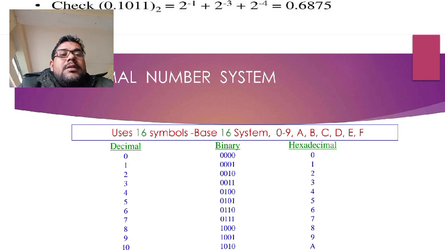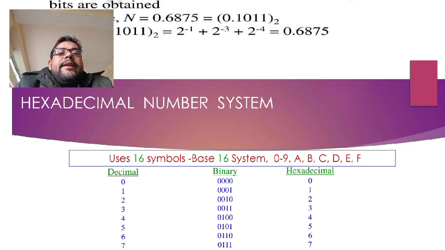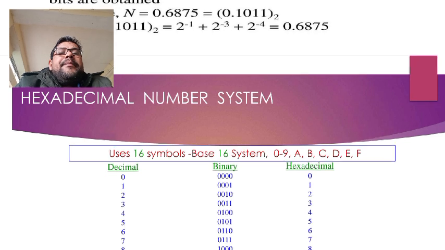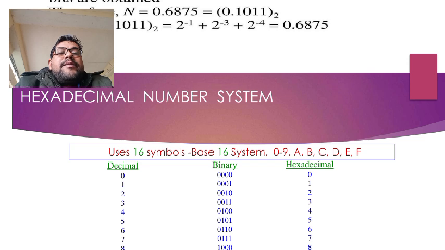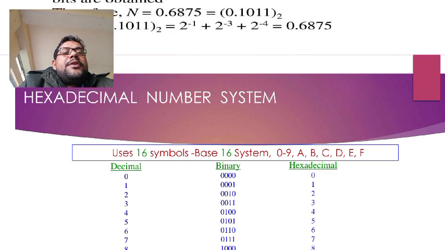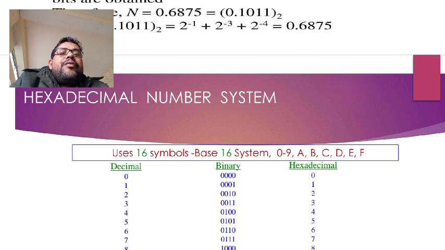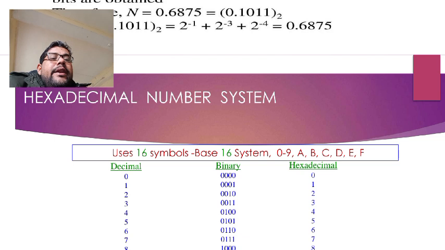Next, we will discuss the hexadecimal number. The hexadecimal number uses 16 symbols and the base is 16. The symbols are 0 to 9: 0, 1, 2, 3, 4, 5, 6, 7, 8, 9. And again, instead of 10, 11, 12, 13 we will write letters. So in this way, we can write.